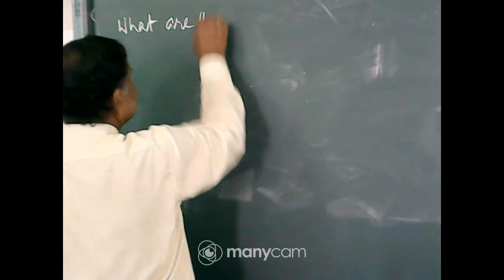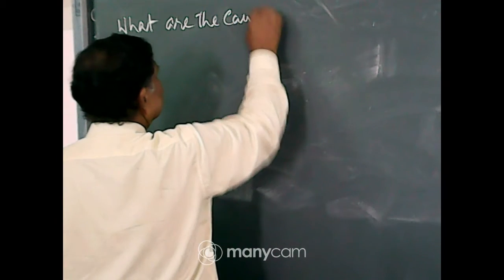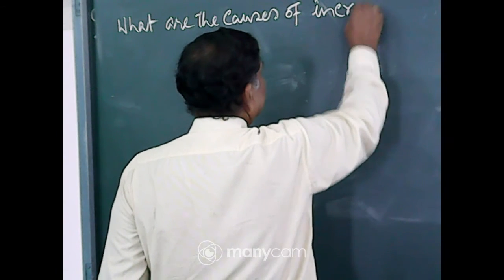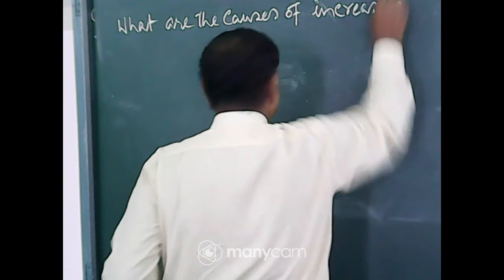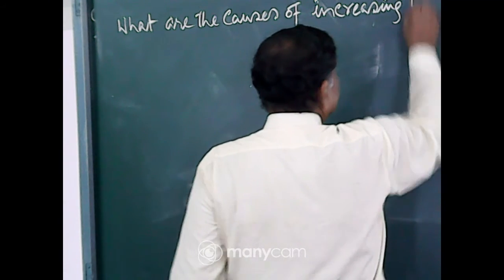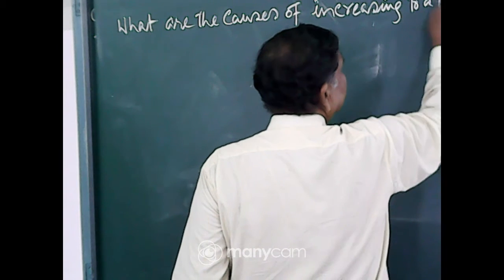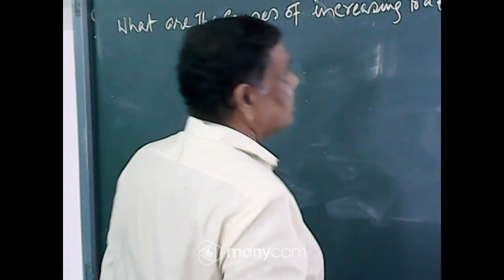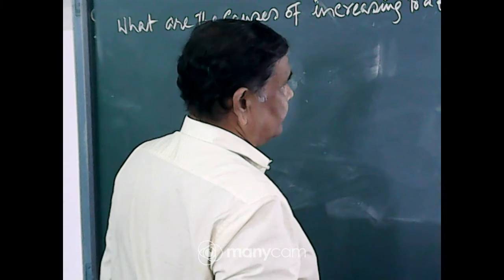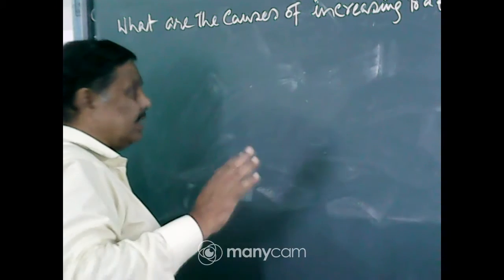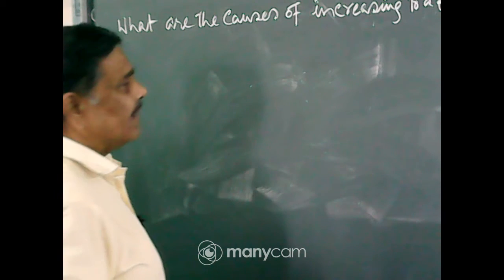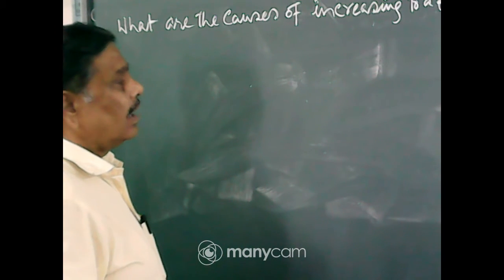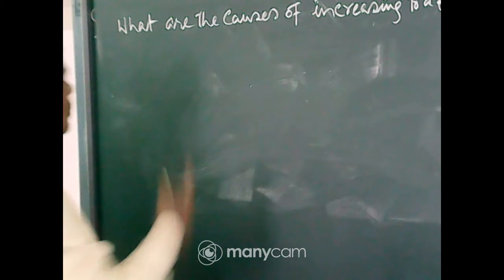What are the causes of increasing return to a factor? That is, you have got three returns to a factor: increasing return, increasing and diminishing return, and negative return. So what are the causes of increasing return?